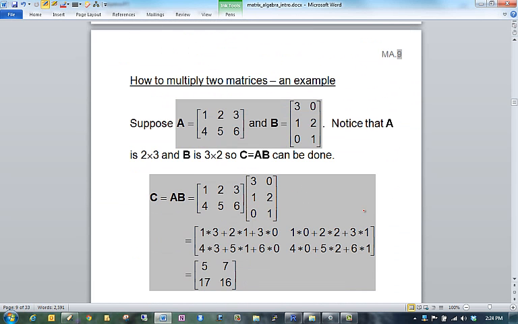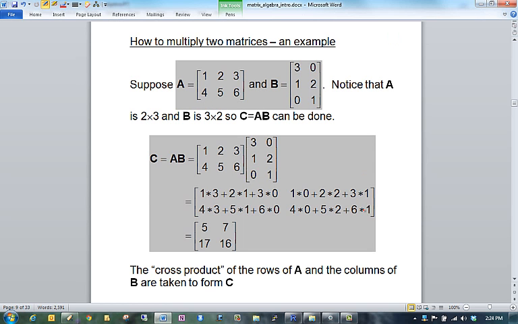So to actually do the matrix multiplication, I think it's best explained through a simple example. So here's my A matrix that I had before with 1, 2, 3, 4, 5, 6 in it. And let's look at this particular B matrix. Notice that B is 3 by 2, A is 2 by 3. So since the number of columns of A is equal to the number of rows of B, we can do this multiplication, and the resulting matrix will be 2 by 2.